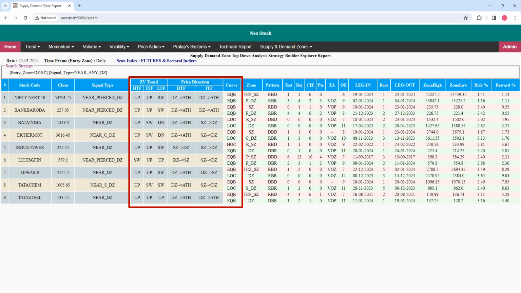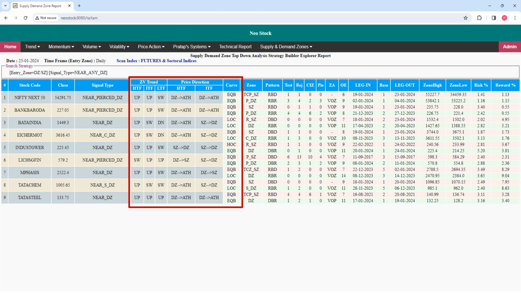Earlier version already had the zone violation trend and curve. Now I have introduced the price direction column in this report, and I grouped all these three columns in one place so that it is easy for you to go through these columns and understand the decision making table in order to identify your bullish trade setups as well as bearish trade setups.